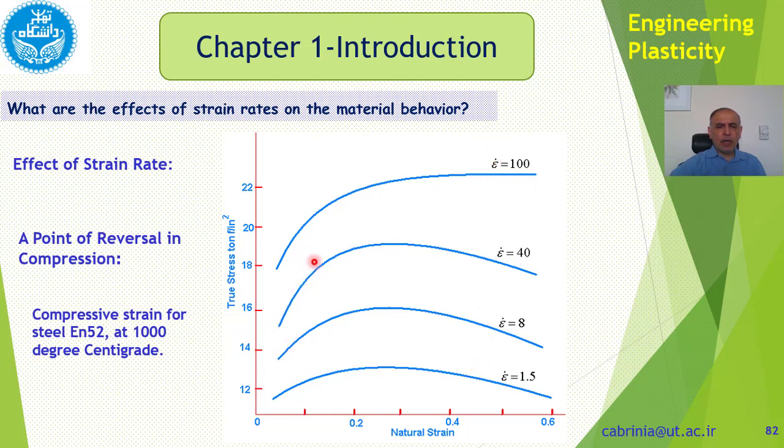If we have a look at one of these curves, note that the temperature also is 1000 degrees. At higher strain rates, the behavior of the material is like that. We have a strain hardening, and as we increase the deformation or strain, we get higher and higher stresses. But as we slow down the speed of loading, at lesser values of strain rates, the behavior is like this.